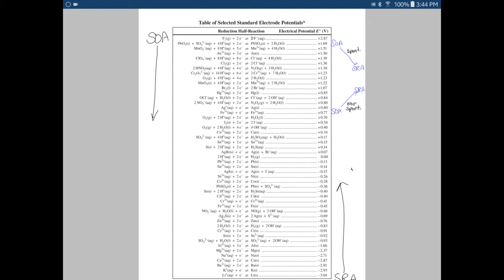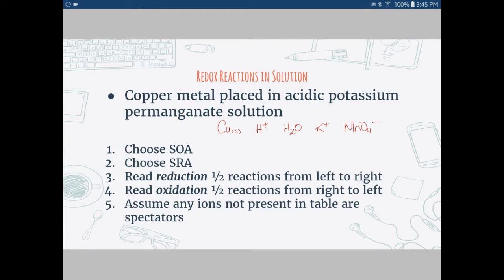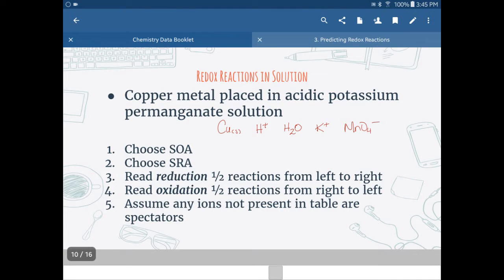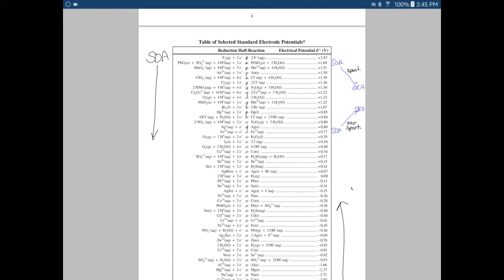Now, I divide it into two separate columns in my brain, thinking that this reaction line is our halfway point, and anything on the left side is our SOA, and anything on the right side is an SRA. So when I look at my entities listed on my example, I have copper, hydrogen, water, potassium, and permanganate. So I start looking, and I see it doesn't matter the mole ratio of these things, it just matters that they're present.